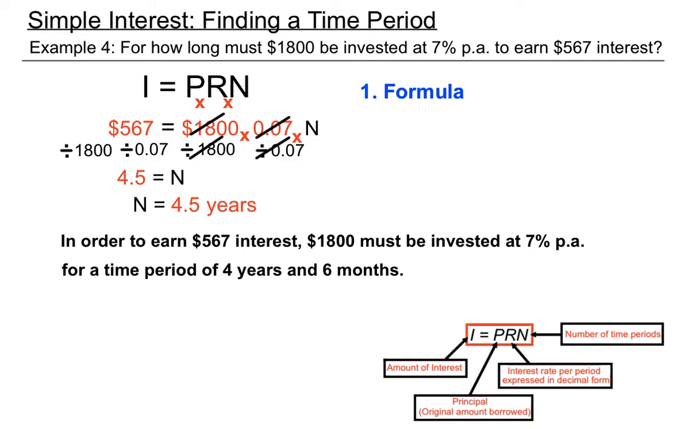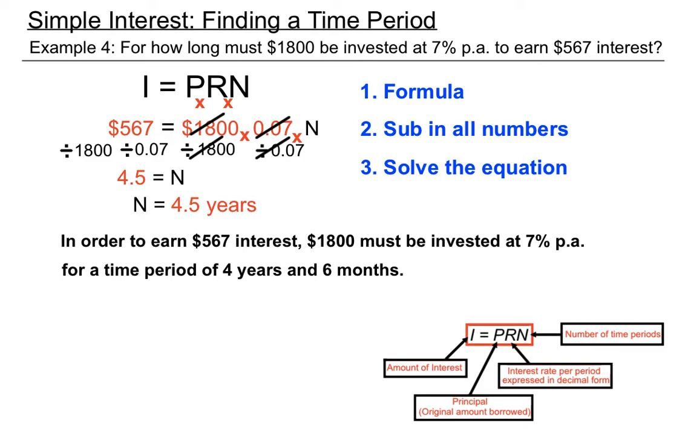So what happened there? We had a formula. We had all the numbers subbed in on the second line. Then we had to do some solving of an equation. We had to move the 1800 and the 0.07 by doing the opposite to both sides to leave the n on its own. Okay, quite a bit happening there. That's how we find a time period.